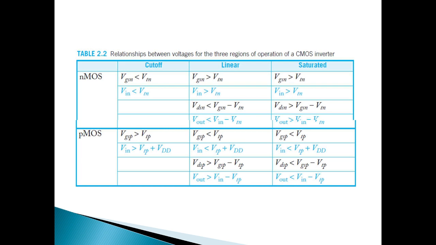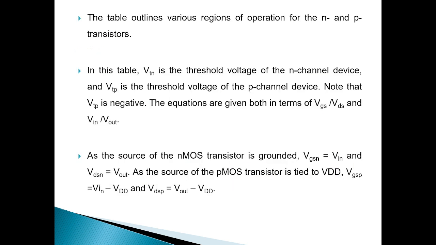This table ensures the conditions for the particular transistors or devices. Here in CMOS devices, we have two devices, the NMOS transistor and the PMOS transistor. According to the function, we have to give the voltage operations which make the transistor be in the required region. The table has the various regions of operation for the NMOS and PMOS transistors. Also in this table, VTN represents the threshold voltage of the N channel device and VTP represents the threshold voltage of the P channel device.